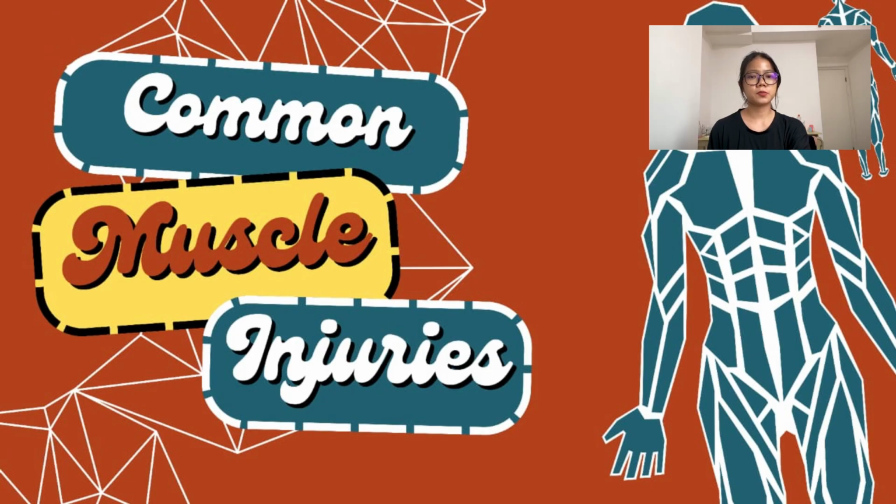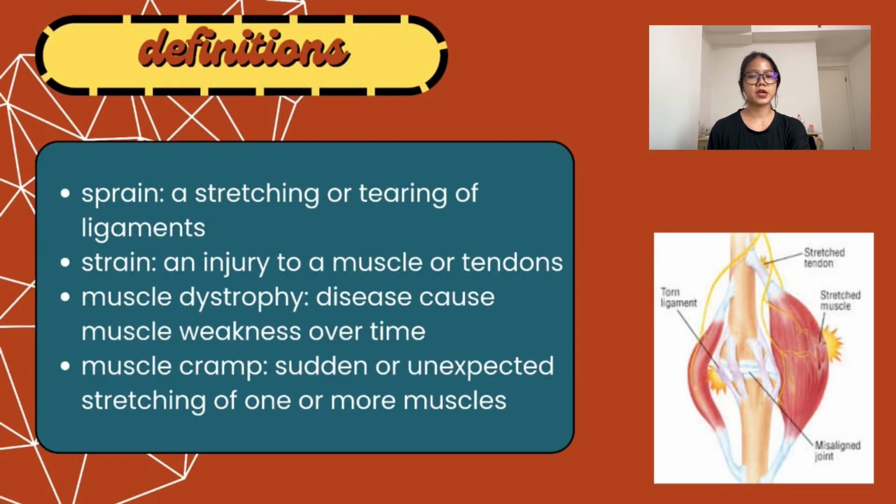Now we will go to the common muscle injuries. Here we have four: sprain, strain, muscle cramp, and muscular dystrophy. Sprain is when you experience something stretching or tearing your ligaments. Strain means an injury to your muscle or tendons. Muscular dystrophy is a kind of disease that causes your muscles to weaken over time.